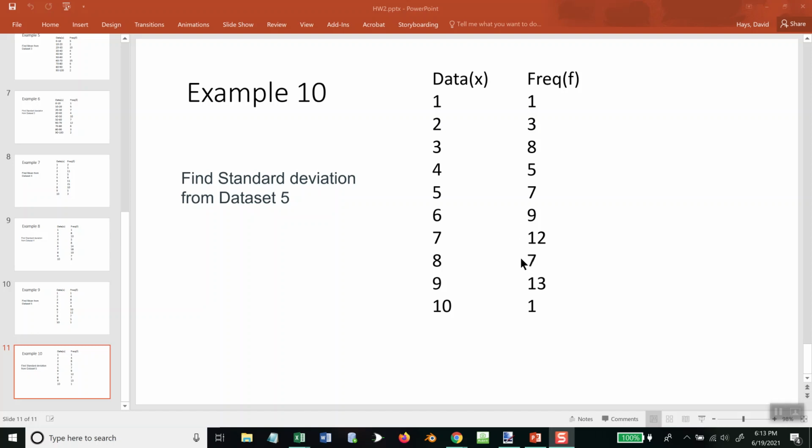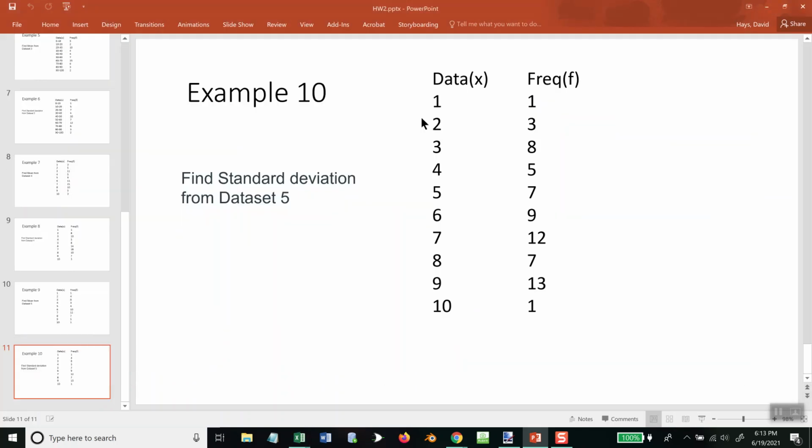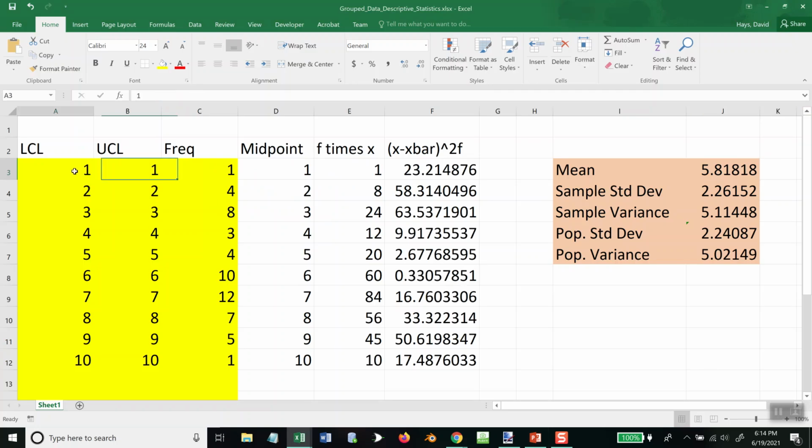In this problem, we want to find the standard deviation from the group data. It's a group per one value. Download the group data to groups of statistics spreadsheet. If you've just got one value, like the 1 here, and then 2, and so forth, you put the 1 in both the LCL and UCL, the 2 in both the LCL and the UCL. The only thing that'll be different will be the frequency there.